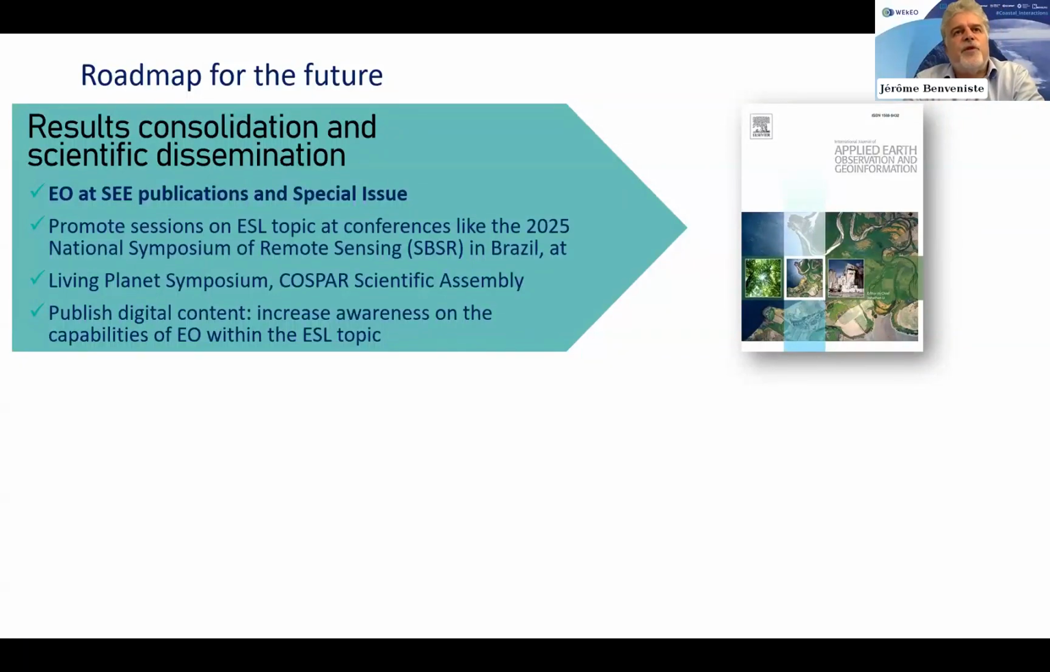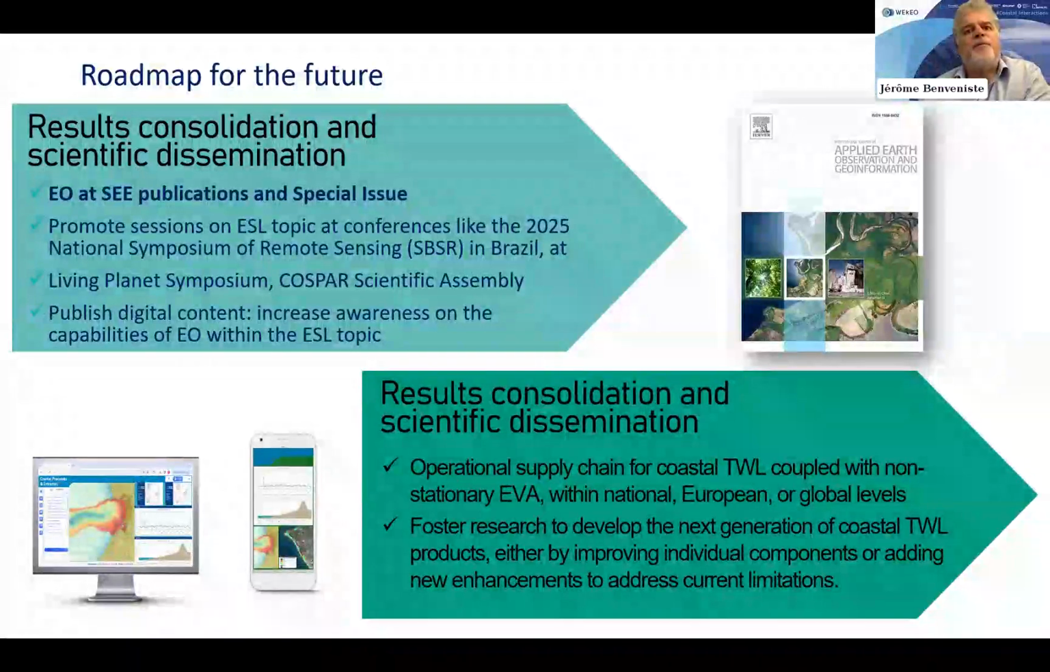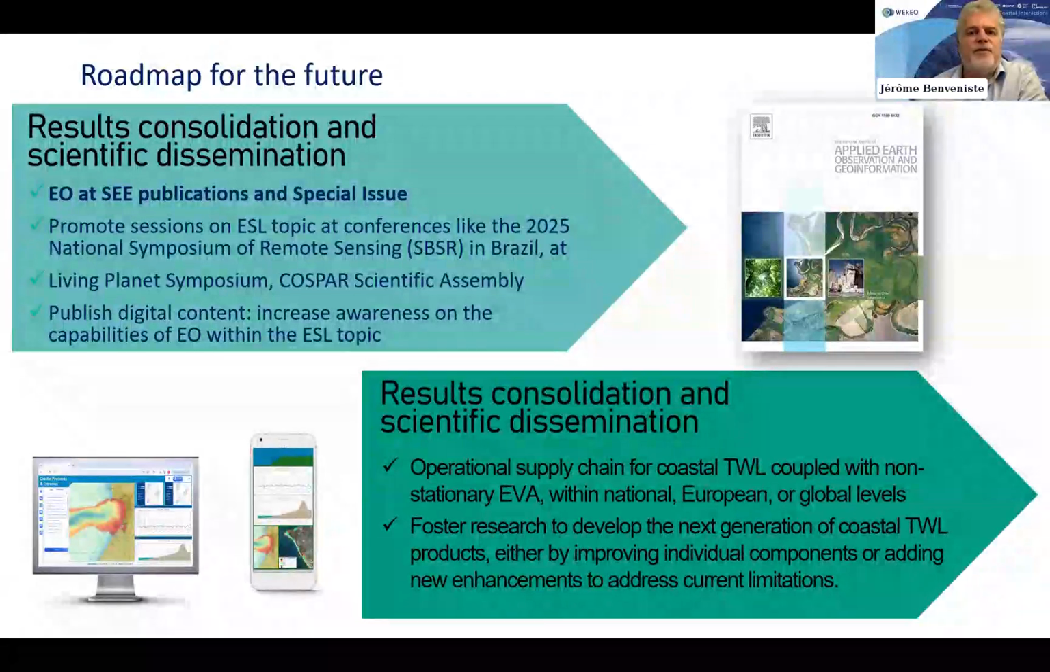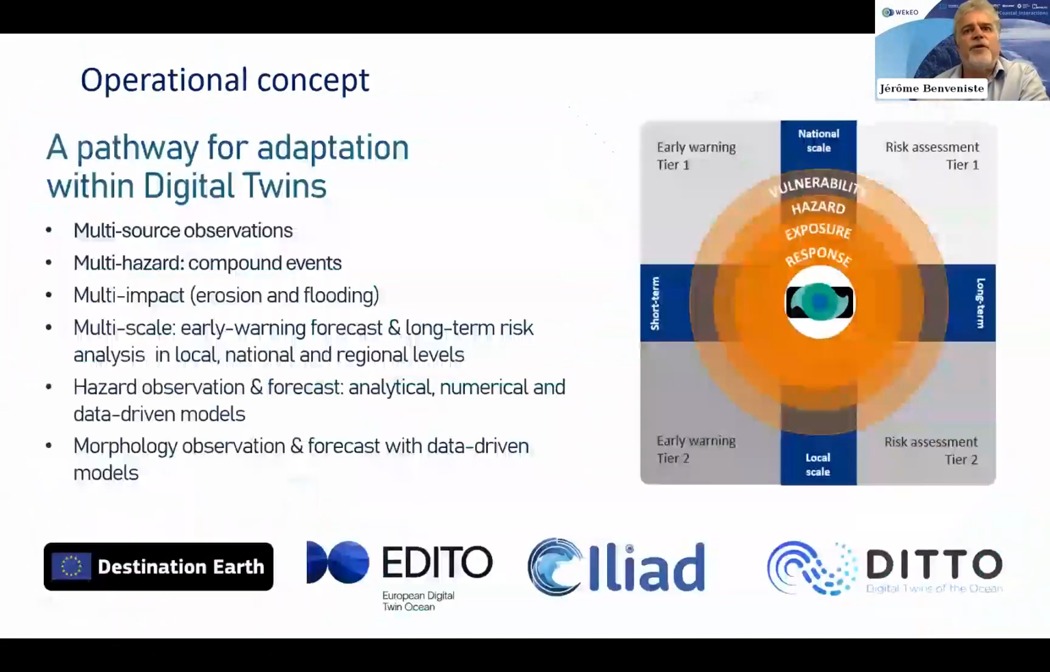Then we are promoting these results at different conferences, like one in Brazil, the Living Planet Symposium of ESA, the COSPAR Scientific Assembly, and publishing more digital content. But basically, we need to go towards an operational supply chain, and we certainly need to improve our skills, so foster more research to develop the next generation of total water level products. And we need to work on improving individual components and eventually addressing current limitations. So there's work to do.